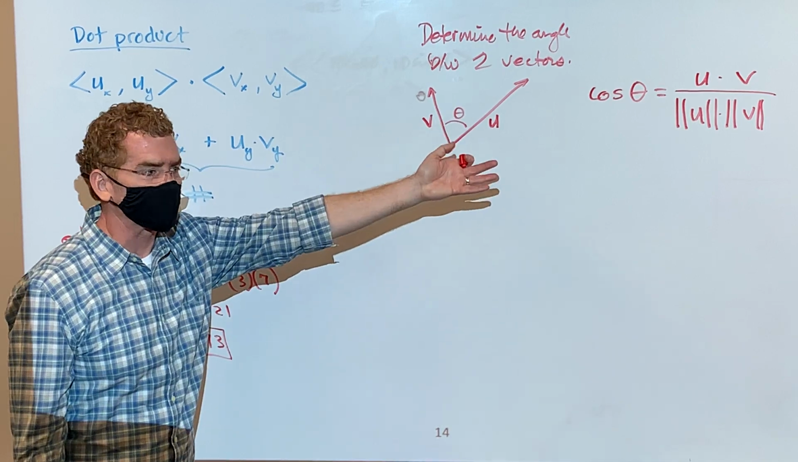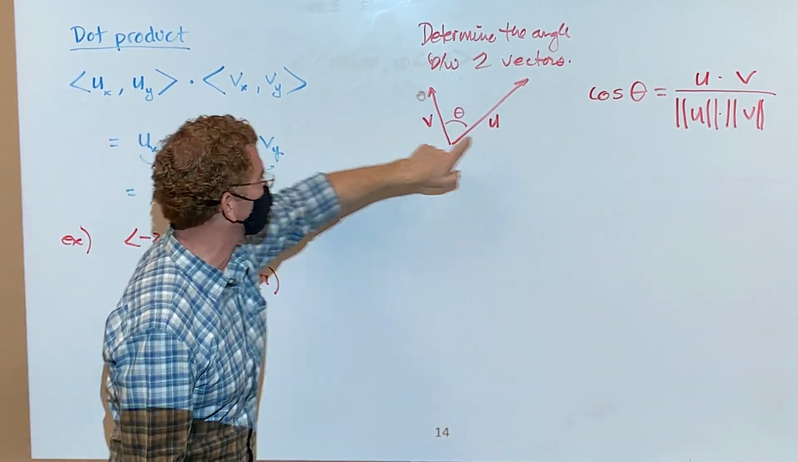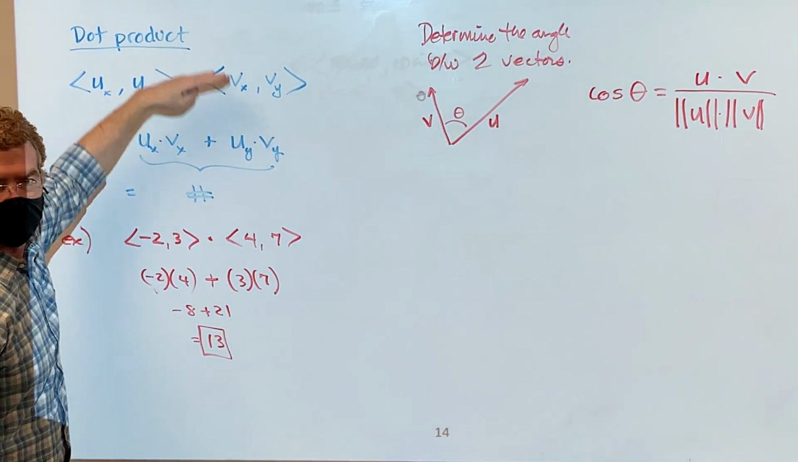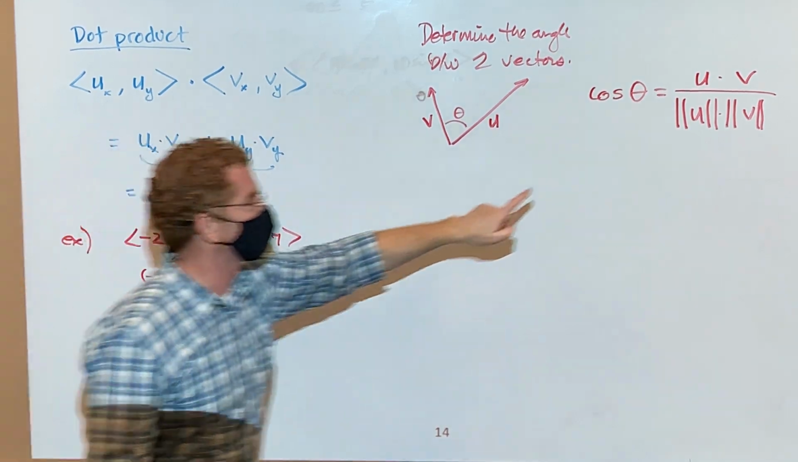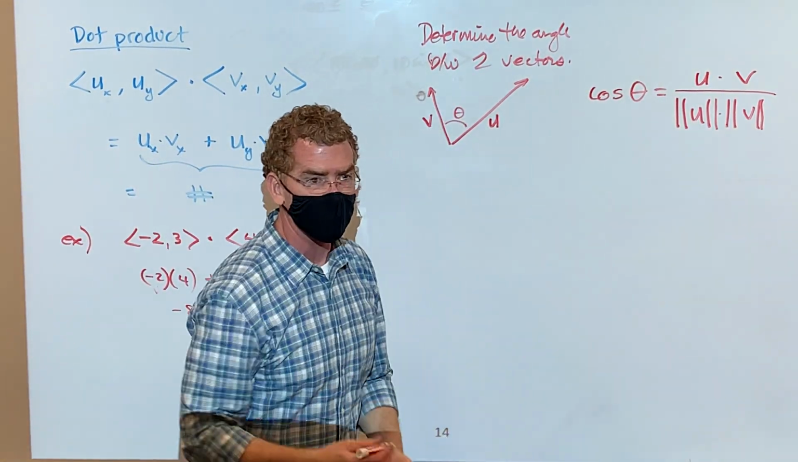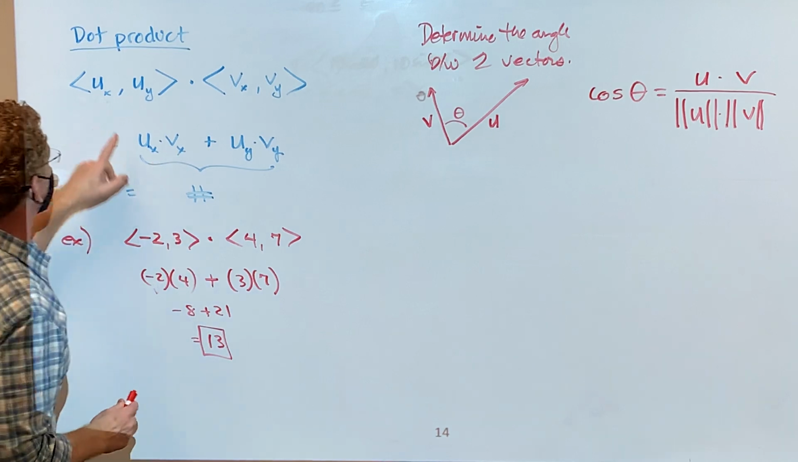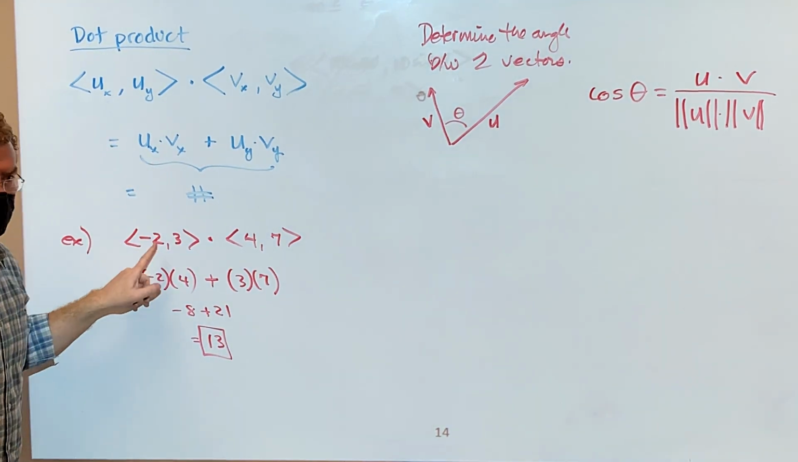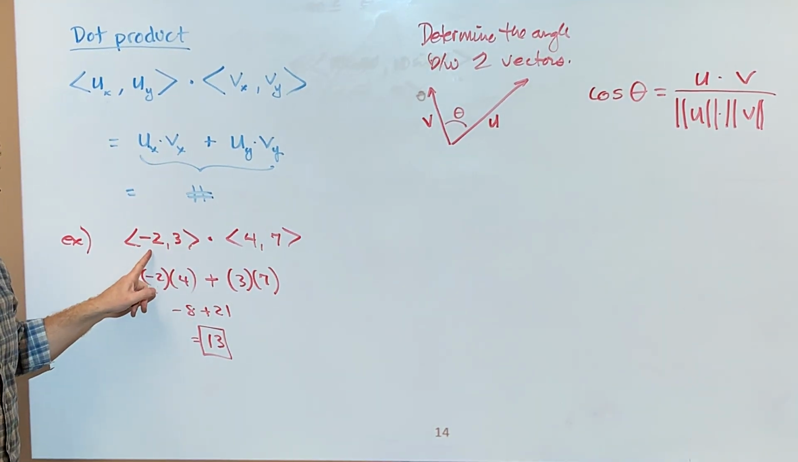So that would be the formula. So I would come in here and dot the u and the v like I just did here. Then I would take the magnitude of the u, and you already know how to do that, right? Say this was vector u. If that was vector u, you take the magnitude and you get root.